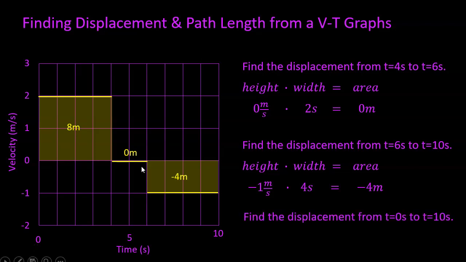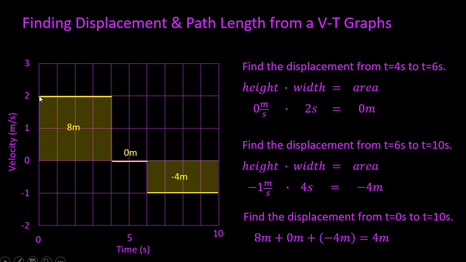Suppose we were asked to find the displacement of this entire time from 0 seconds to 10 seconds. Well, what we would have to do is find the area under each different velocity line. Notice there's 3 different velocity lines on this segment from 0 seconds to 10 seconds. We would have to find the area of this, which we already did, 8 meters. We'd have to find the area of this segment, which is 0 meters, and we'd have to find the area of this segment, which is -4 meters, and we would need to add them together. And when we add them together, we would get the displacement of 4 meters.